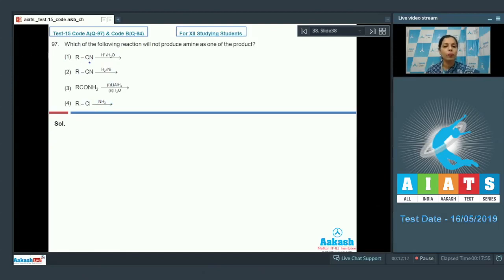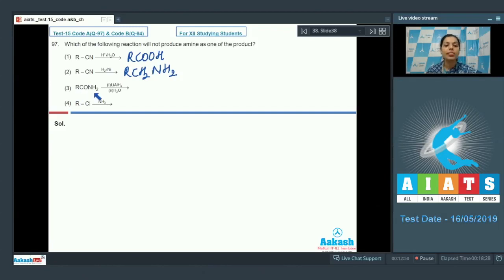In option 1, RCN, alkyl nitrile, we have H+ ion and H2O. It means acidic hydrolysis is done here, and there is formation of carboxylic acid. It means this is not forming amine as the final product. So this is the correct answer, but we need to check the further options also. RCN treated with H2 and Ni, a reducing agent, hydrogenation occurs, and that results in the formation of RCH2NH2. Amine, once again, is formed.